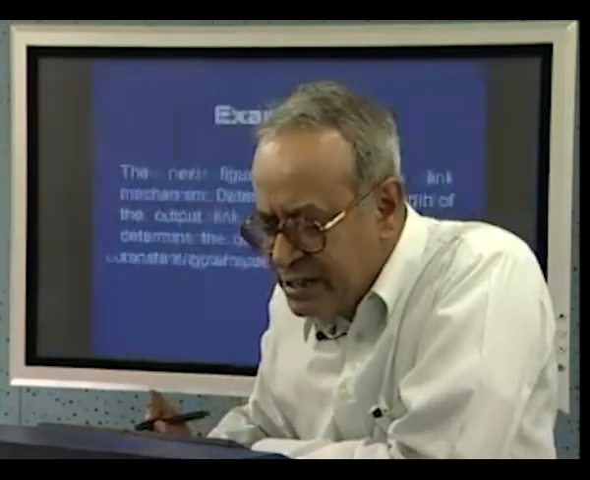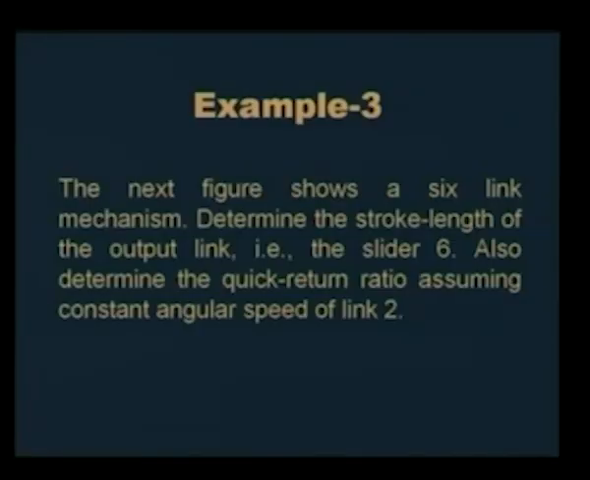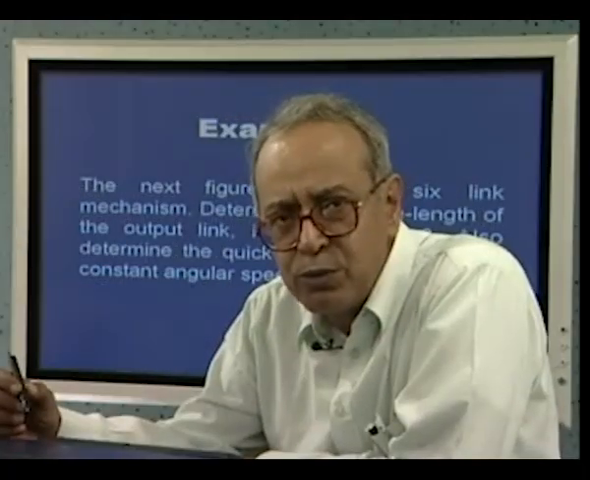Before we solve this problem, let me write out this problem for your benefit. This is our 3rd example, and example 3 is: the figure shows a 6-link mechanism. Determine the stroke length of the output link, that is the slider 6. Also determine the quick return ratio assuming constant angular speed of link 2.